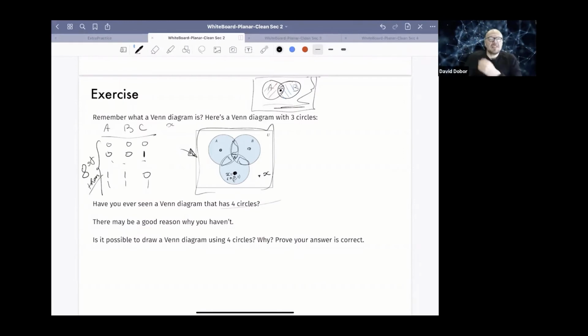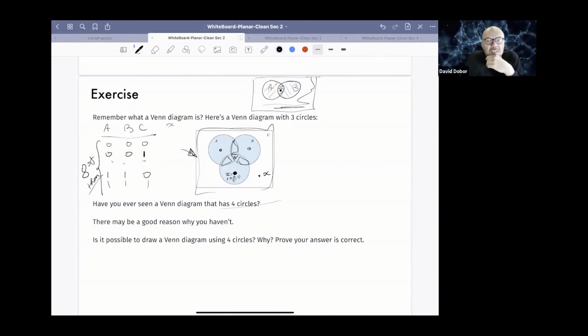Anyway, that aside, have you seen Venn diagrams with 4 circles? You have seen ones with 2 circles and 3 circles, but I bet that you've never seen one with 4 or more circles. Has anyone seen any such thing? I've seen one, but I don't quite get it. I feel like it doesn't have all the possible combinations of- So then that's not a Venn diagram.